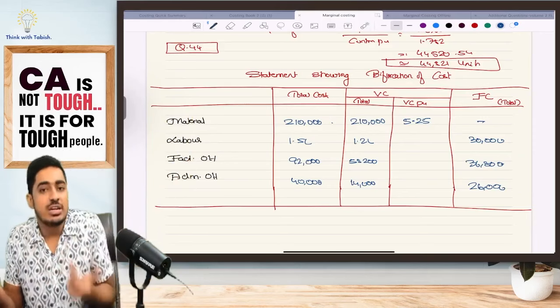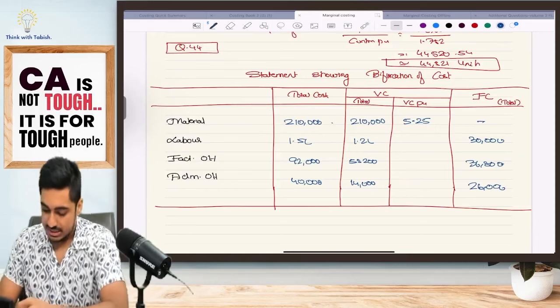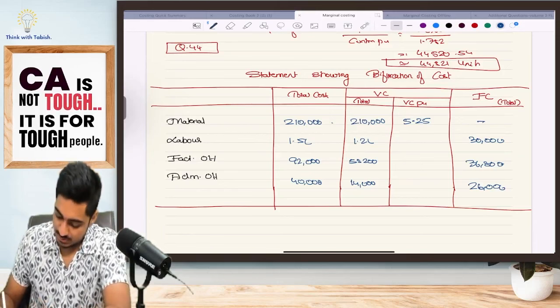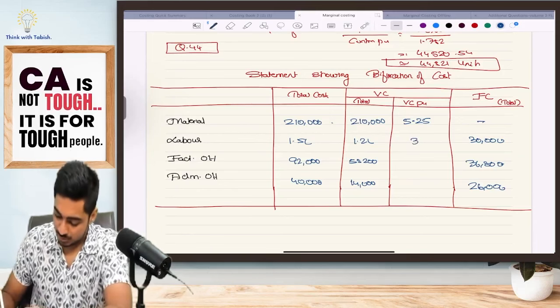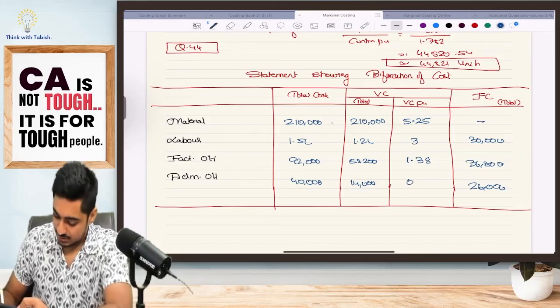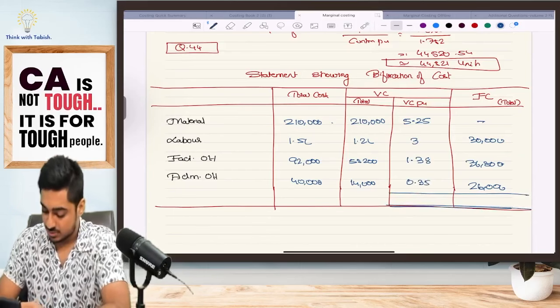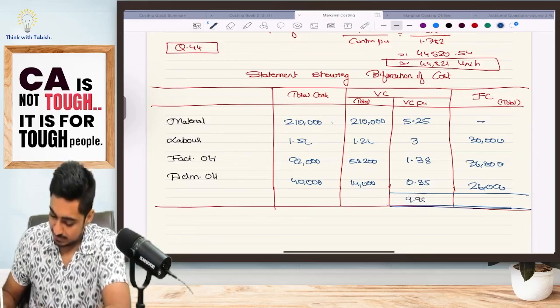That means I have to convert it to per unit. Simple. How many units are we producing? 40,000. That means 1,20,000 is going to be 3 rupees. 55,200 is going to be 1.38 rupees. 14,000 is going to be 0.35. Yes or no? Yes, sir. Tell me what is my total variable cost per unit? Sir, 5.25 plus 3 plus 1.38 plus 0.35 is going to be 9.98.